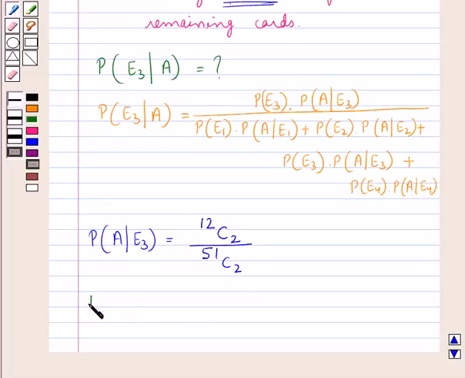In the same way we find out the probability of event A given that E1 has already occurred, that is the probability of drawing two club cards given that one heart card is lost would be equal to 13C2, since there are 13 club cards and from those we choose two cards upon 51C2, where 51 are the remaining cards when one card is lost, and from there we choose two cards.